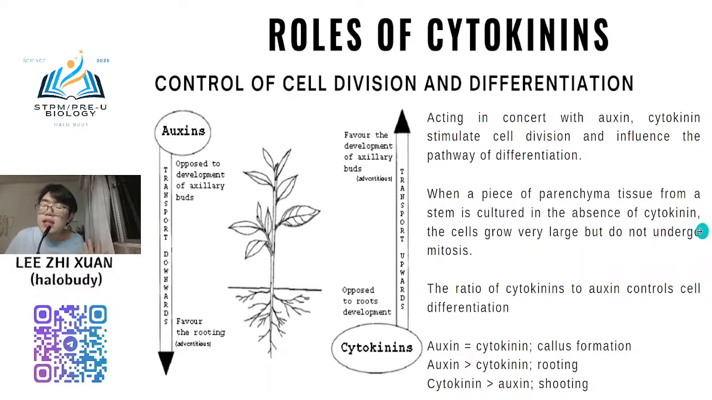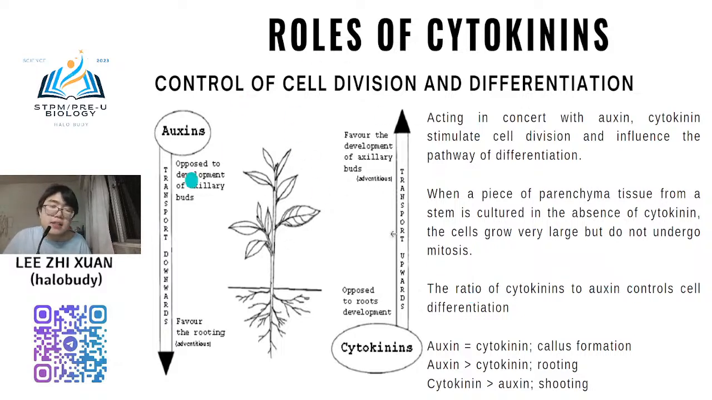But cytokinin will play the role in mitosis, cell division. It will produce a large number of cells. So maybe you culture 10 cells, in 1 week, 2 weeks, you will have 20 cells, 30 cells, or even 50 cells like that. Okay, so normally cytokinin can collaborate with auxin. The ratio of cytokinin and auxin can control the cell differentiation.